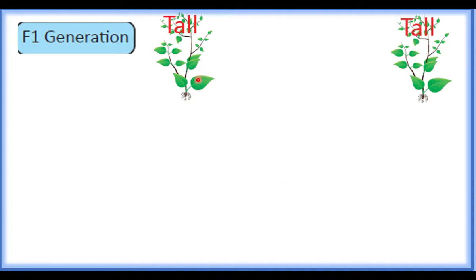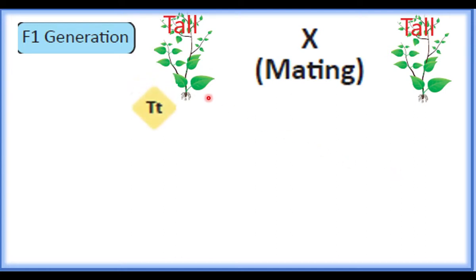He continued his experiment. From the F1 generation, he raised the F2 generation. What did he do? He made the self-pollination of F1. F1 tall plants are crossed among themselves. That is self-pollination of F1. This F1 plant has the gene combination capital T, small t. This F1 plant also has the gene combination capital T, small t.